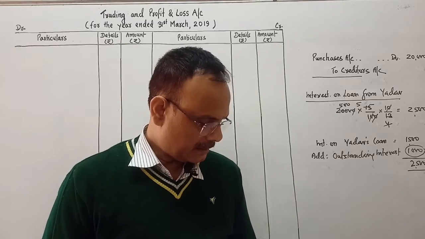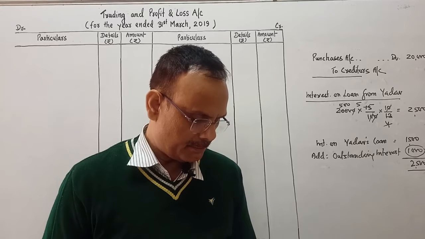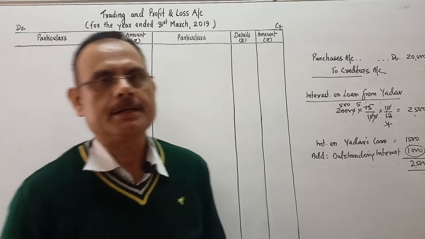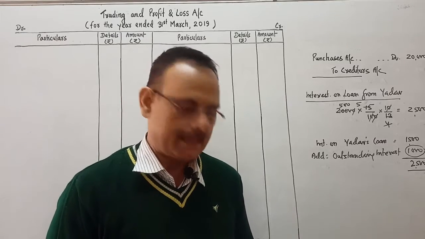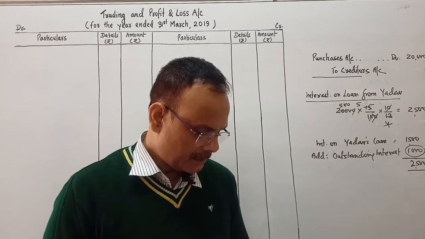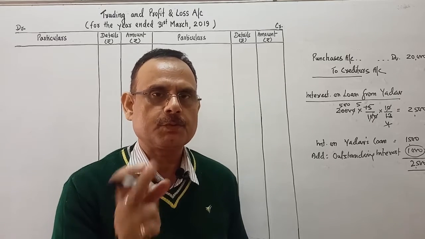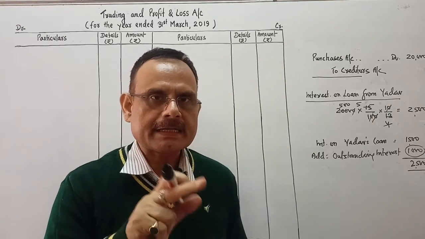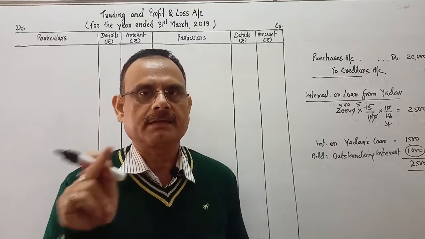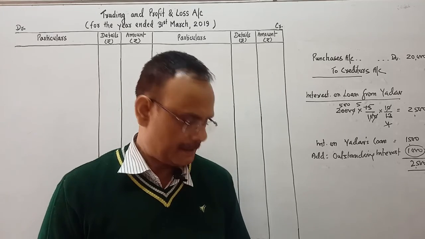Next is the fifth adjustment, 3 months lighting and heating bill due but not paid, means outstanding. Next is rent paid for 11 months but received for 13 months. Rent paid for 11 months means 1 month is outstanding. And rent received is of 13 months, which means 1 month rent is unearned rent, rent received in advance. We will do the calculation at the right time.